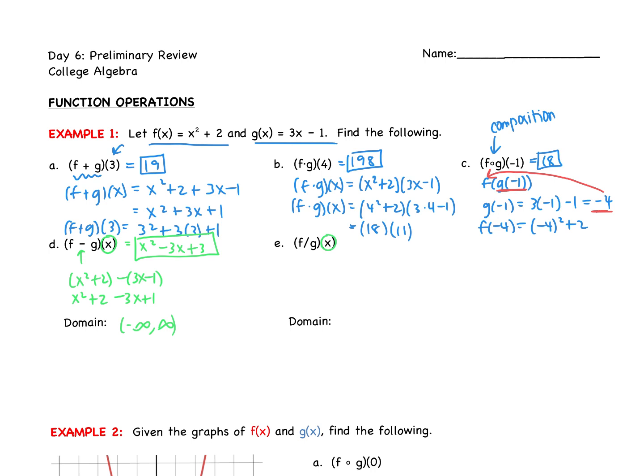Okay, in E, this symbol is division. It's asking us to take F and divide it by G. So that's going to be x squared plus 2 over 3x subtract 1. So that's F divided by G. That's it. Don't do anything else. Don't go any further. That's your full answer.